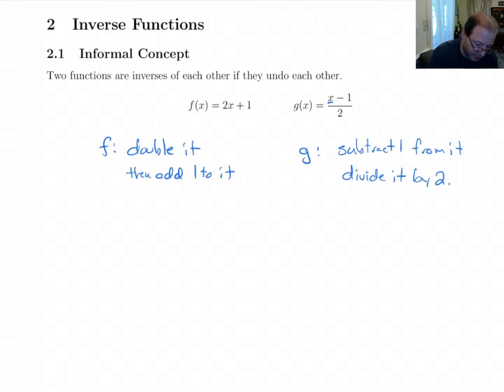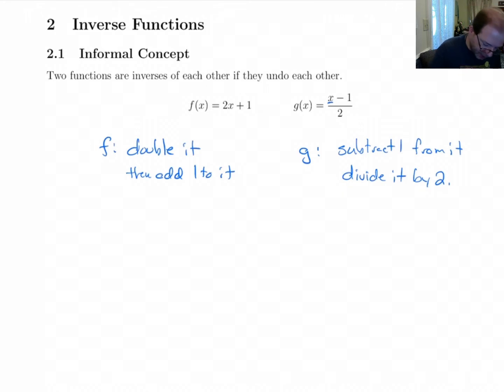Notice there's sort of two levels of the undoing that's going on. Over here, we double it and then add 1. Over here, we do the opposite of those things, and we also reverse the order. So we subtract 1 and then divide. If you think of this as a step 1 and a step 2, we reverse those. The adding turns to subtracting, and the doubling turns to dividing, and we also flip the order of those two.